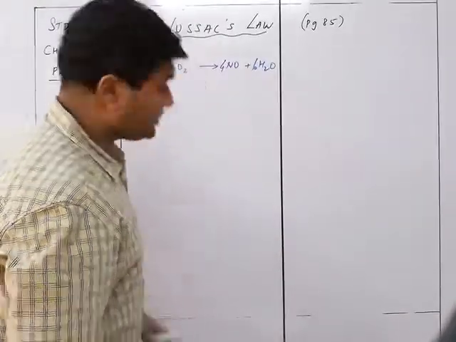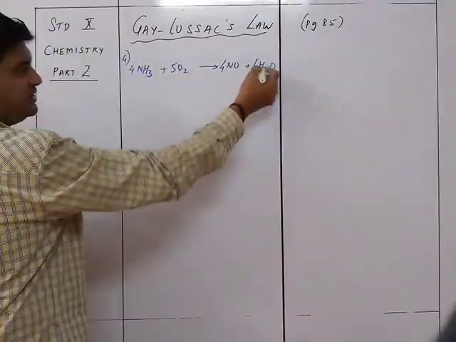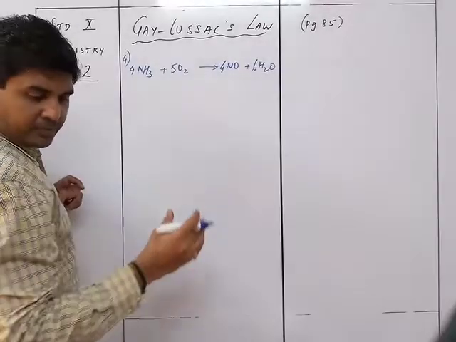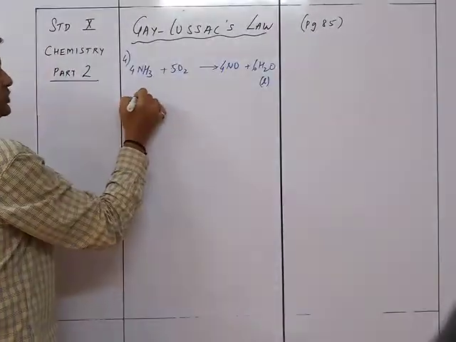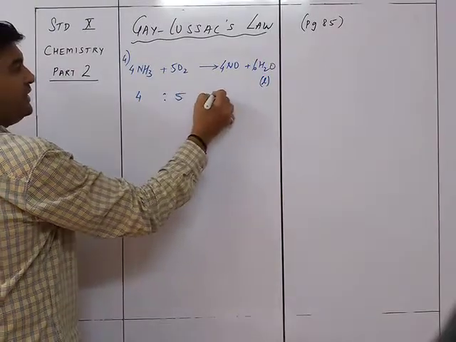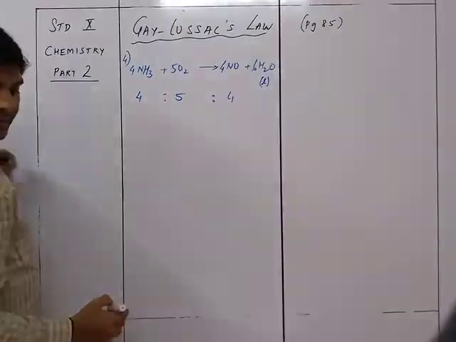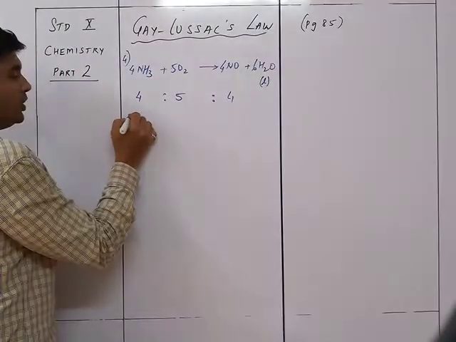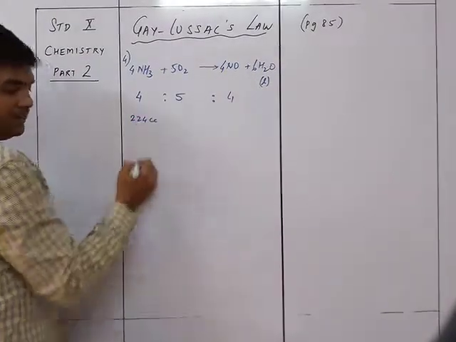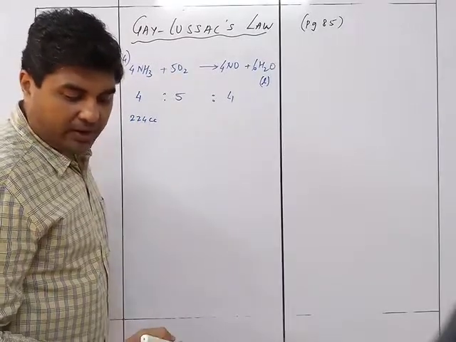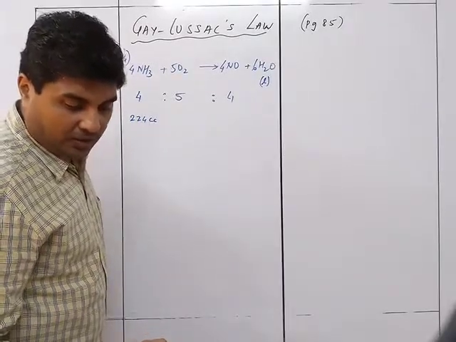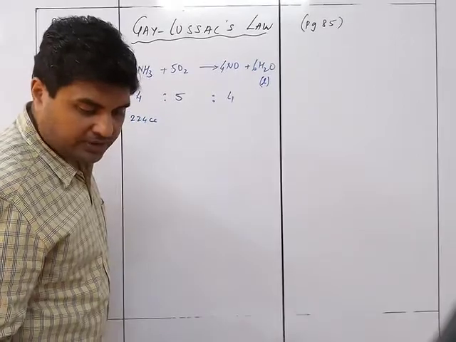They are given over here, so the ratio over here we got. This is of course going to be cooled down, so that is not going to be taken into consideration. This is liquid. We are taking the ratio as 4:5:4, and they are given that ammonia taken was 224 cc, whereas you need to find out the oxygen that is required and the nitric oxide, all the volumes. So calculate the volume of oxygen required for the reaction.